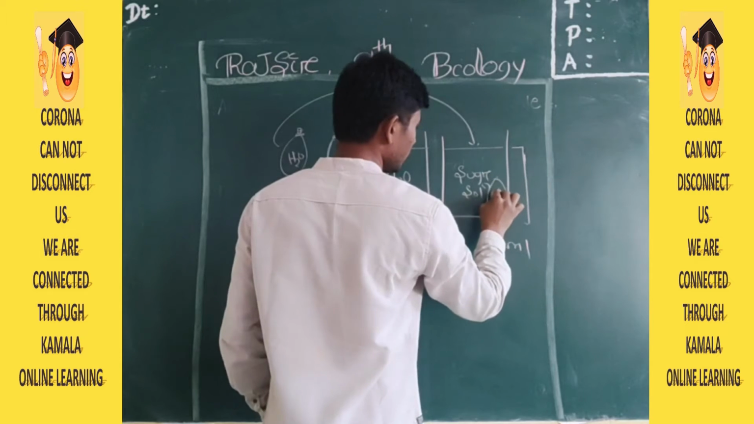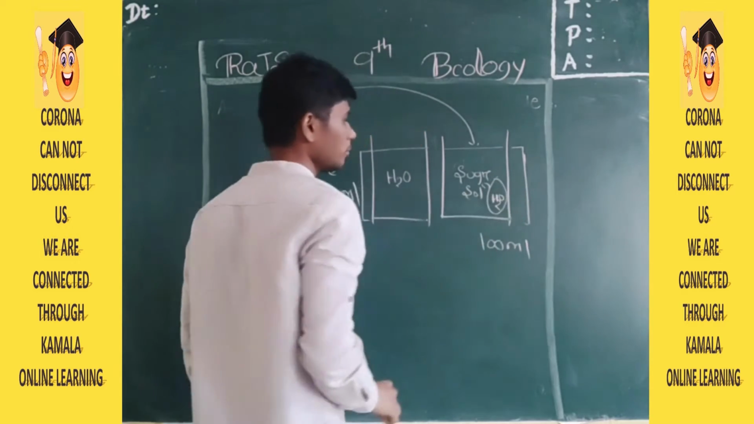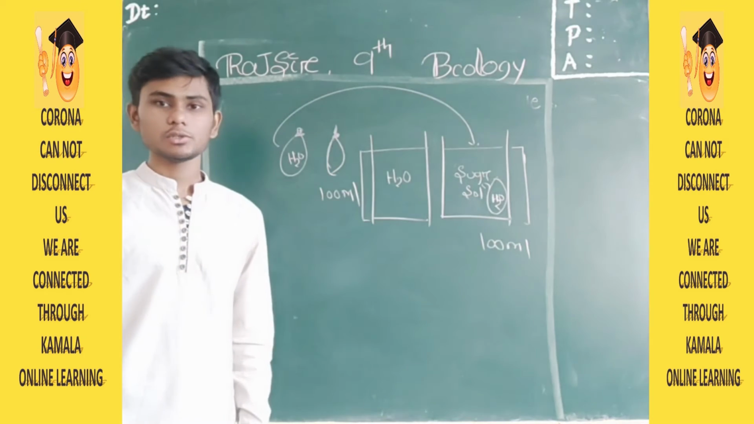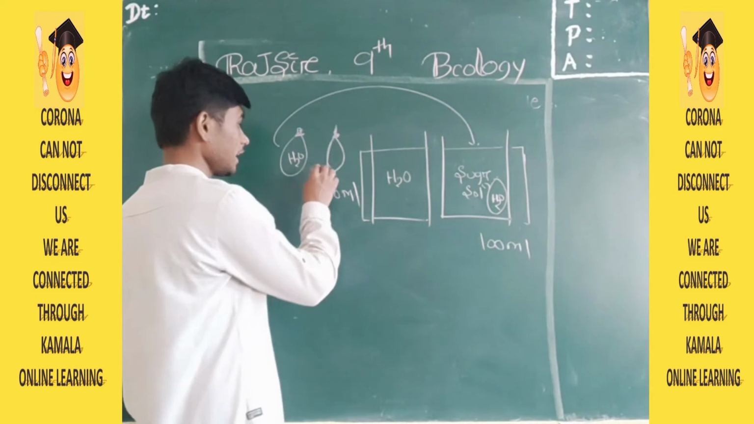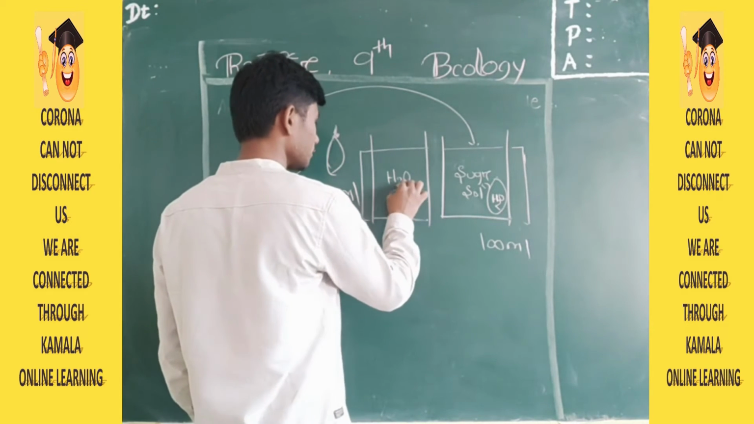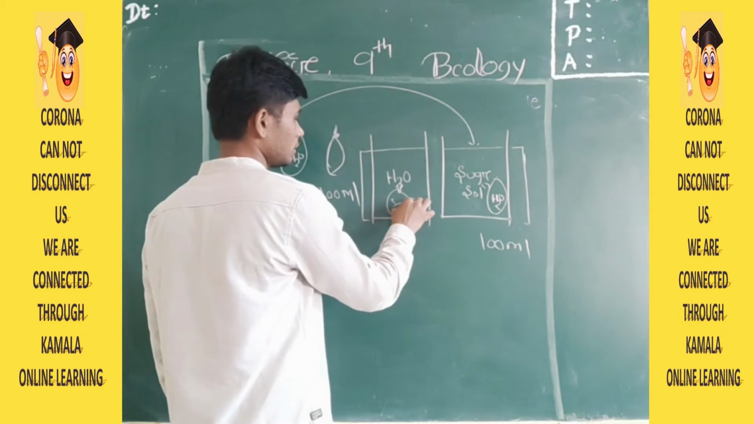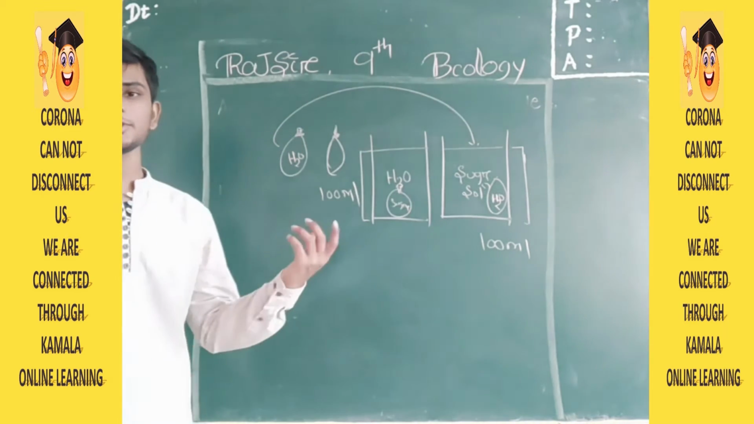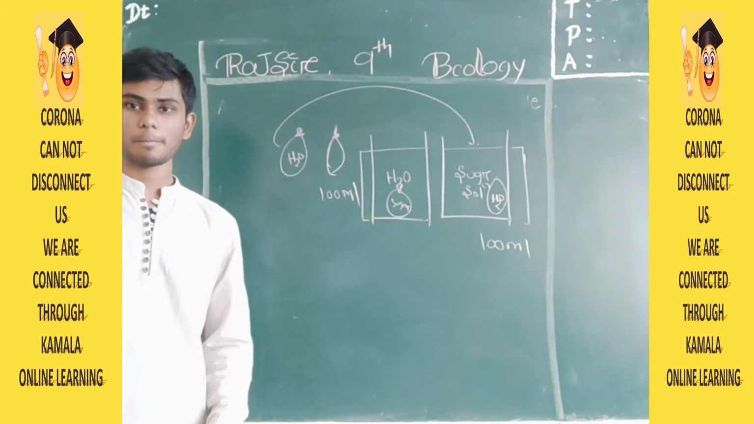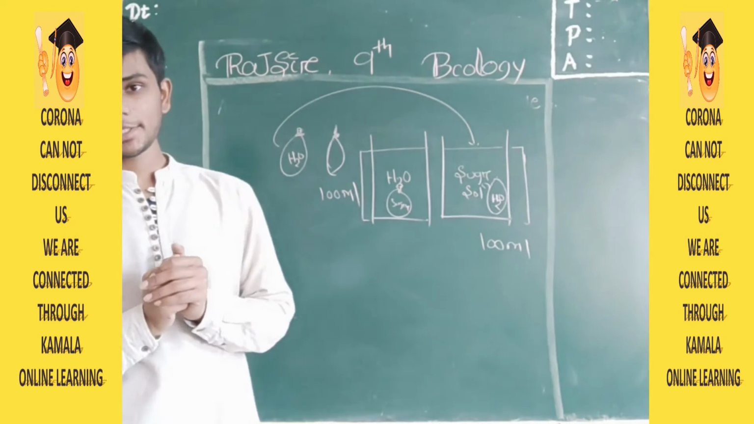This is the egg membrane. Along with water, we will put it in the sugar solution. And the egg ball which contains sugar solution, we will place it in water. We just replaced the positions. Now we need to observe what exactly is happening.